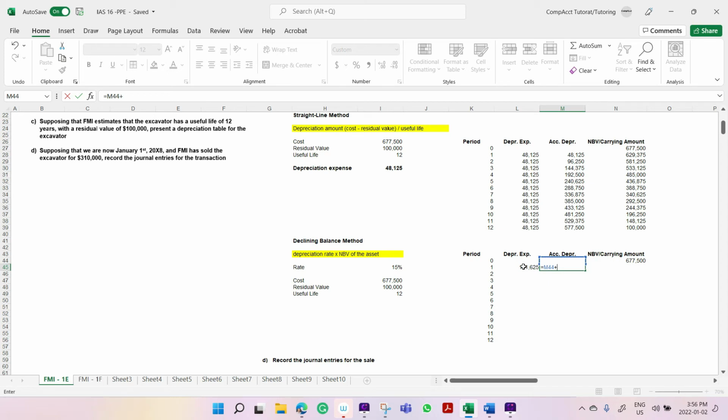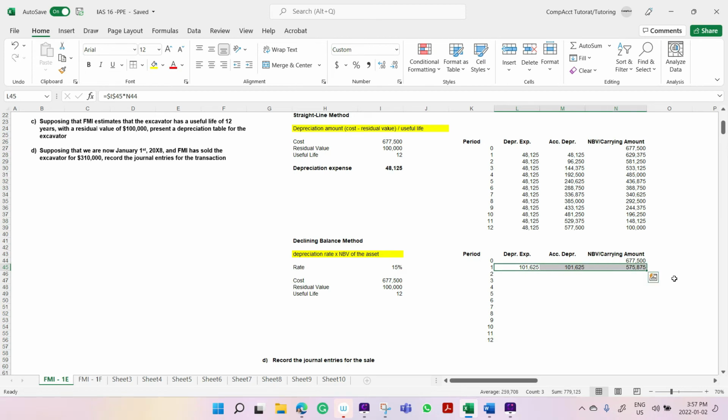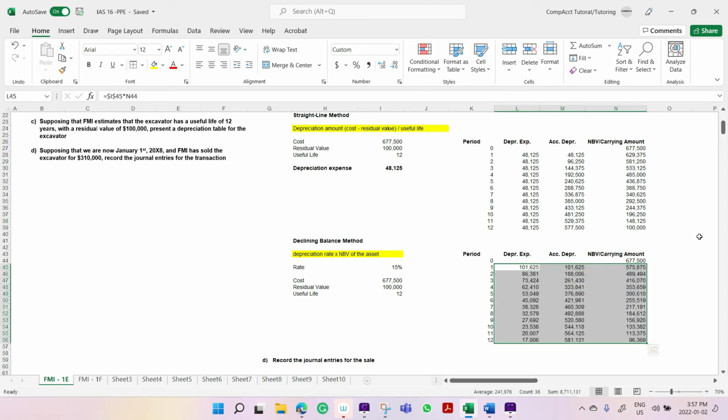The accumulated depreciation, same thinking here, so I'm going to use the cell above and add the depreciation for the current year. And the carrying amount, same thing here. We're using the carrying amount at the prior year. I'm going to lock that again, and minus the accumulated depreciation. So now I should have my table all set up, and I can drag, oh actually no, I gotta backtrack. No, it should work. Let's see it. Yeah, it works perfect.